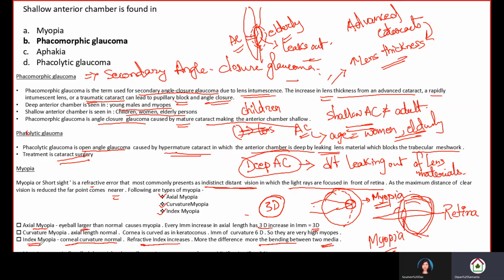Basically, this occurs not due to refractive error or corneal curvature or a problem of the cornea, but due to the medium. Okay, next, myopics are typically called short-sighted, so all the myopics wear concave lens. And aphakia. Aphakia is what? It means lens absent, right? Lens absent.